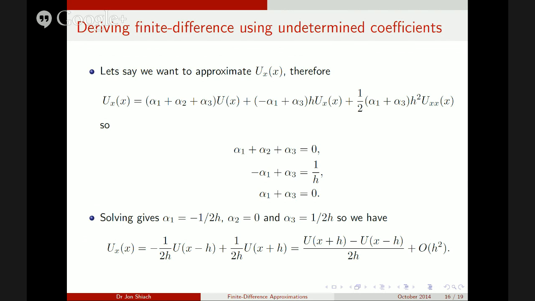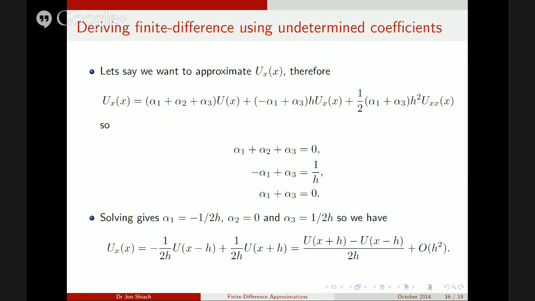And finally, there's no second order derivative this side, but we have this here. So I need to make sure that half of alpha 1 plus alpha 3 is equal to 0. Therefore, if alpha 1 plus alpha 3 is equal to 0, then that term is all equal to 0. So I need the solution to this linear system. Quite easy to solve. If I solve that, I get alpha 1 is minus 1 over 2h, alpha 2 would be 0, and alpha 3 is 1 over 2h.